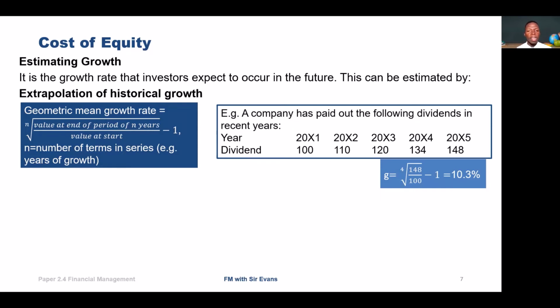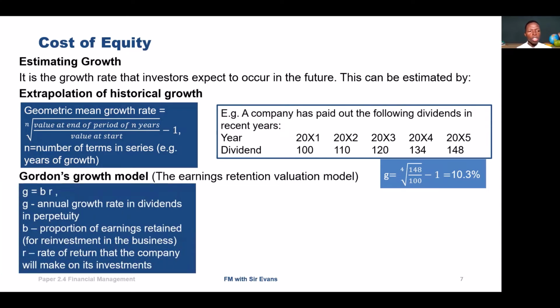The other method of estimating your growth is the Gordon's growth model. It uses the earnings retention valuation model. This particular one considers the proportion of earnings you are retaining in the business and the rate of return that the company will make on its investment. So g is equal to br, where g is the annual growth rate in dividend, b is the proportion of earnings retained, and r is the rate of return that the company will make.